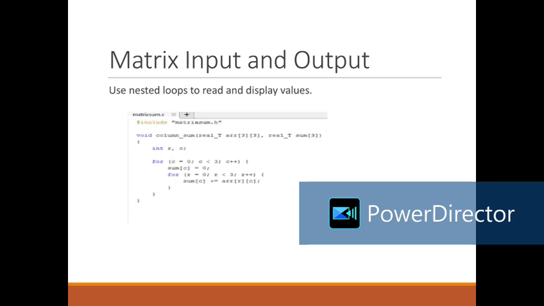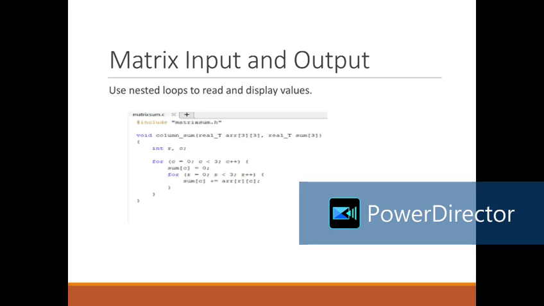Handling input and output for matrices or two-dimensional arrays consistently relies on nested loops. To read values into a matrix from a user or a file, you will use nested scanf or file input functions within your loops, ensuring that each row and column is populated correctly.